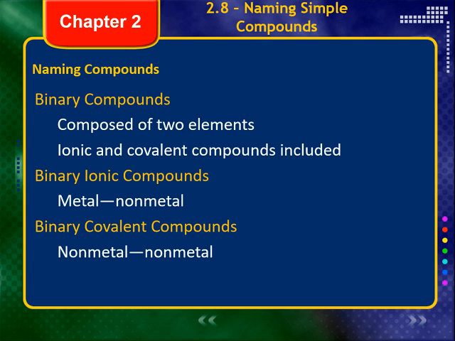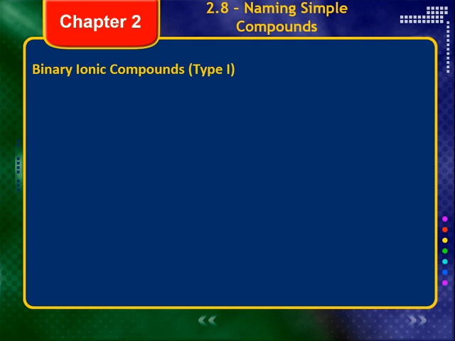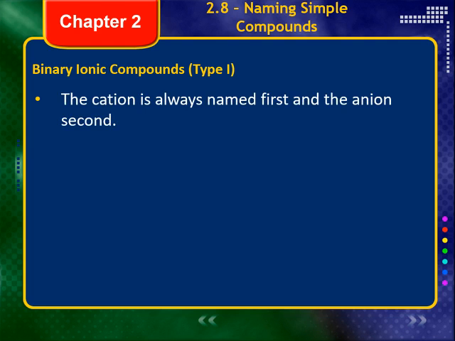We can also have a binary covalent compound. Here, it's not going to be an ionic bond, not an electrostatic attraction. It's going to be a sharing of valence electrons, so it's going to be a non-metal with a non-metal. So let's look at binary ionic compounds, aka type 1.